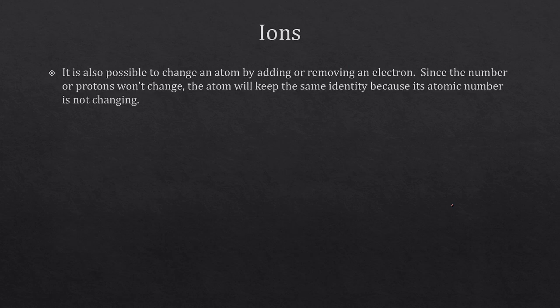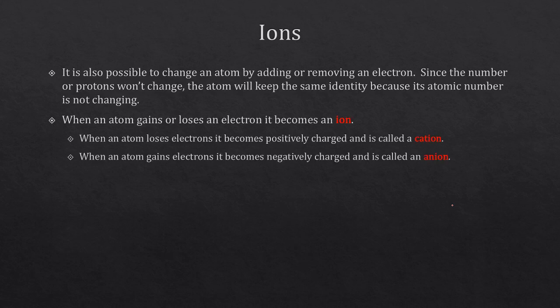Now, we said how neutrons could change. Let's look at how ions could change. So, it's also possible to change our atom by adding or removing an electron. Since the number of protons isn't changing, it's still going to be the same atom because the atomic number isn't different. So when an atom gains or loses an electron, it becomes an ion.